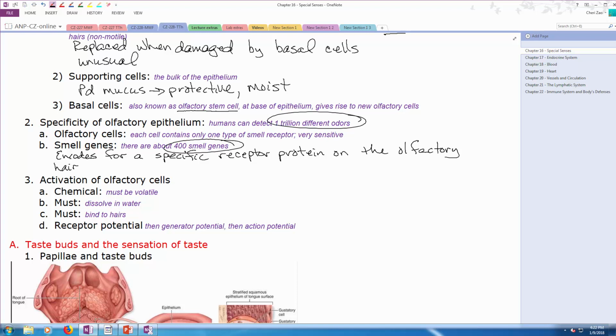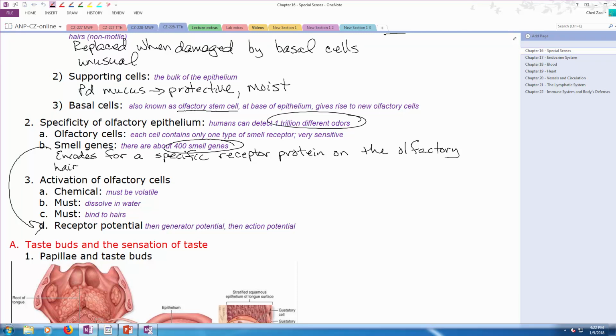It opens the sodium gates, and sodium is allowed to enter the cell, and if enough sodium enters the cell, then we get threshold, and then we get an action potential. For us, we're in the sensory aspect of the nervous system, and we have to transduce. Transduce means transfer a mechanical event or a chemical event into an electrical event. All of our sensory receptors have to undergo this phenomenon of transduction.